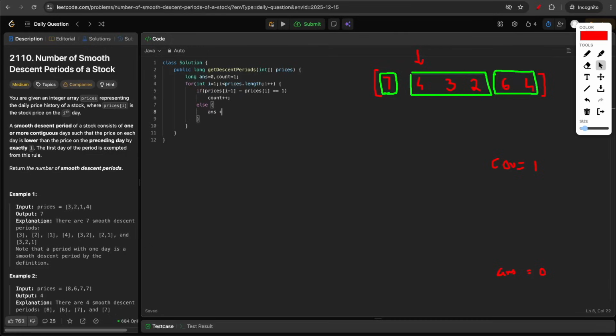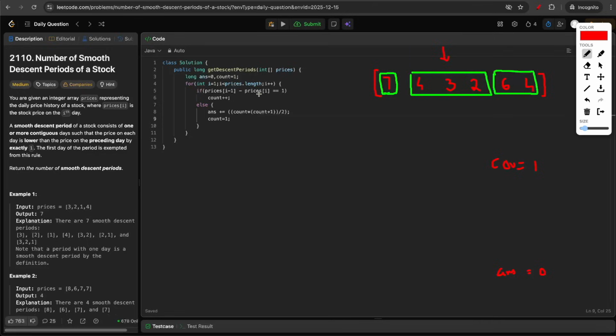So in our answer, count into count plus 1 by 2. Just put the brackets. Now once we do it, we have to reset the count value to 1. Count equal to 1 indicates that we are starting a new subarray at this point, I equal to 1.